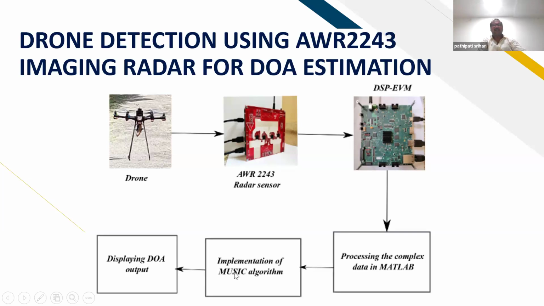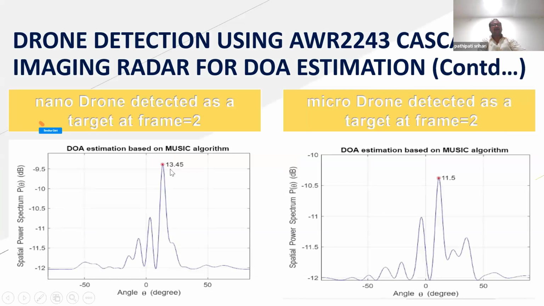MUSIC stands for Multiple Signal Classification algorithm. That we have implemented, and this is with real data. We collected 13.43 as one angle of arrival and 11.5 as another angle of arrival. So both are using this one micro drone detected at these locations.